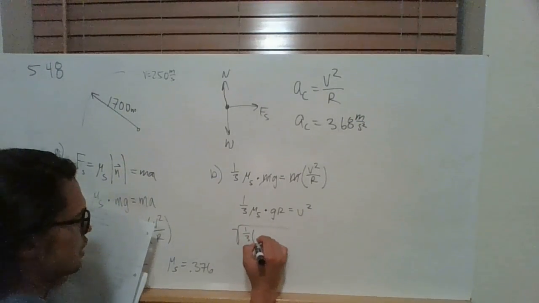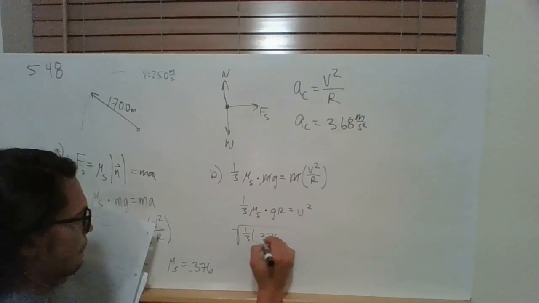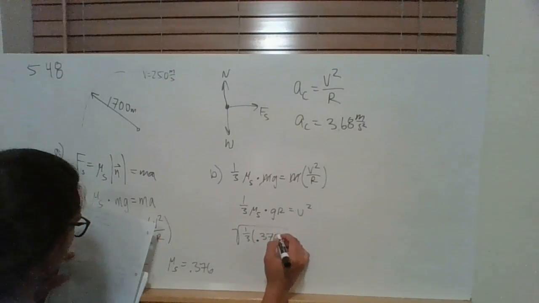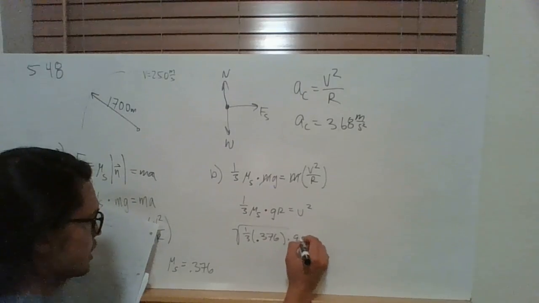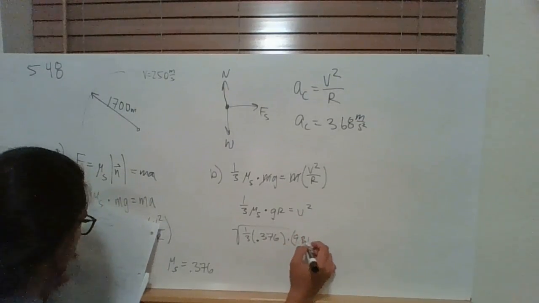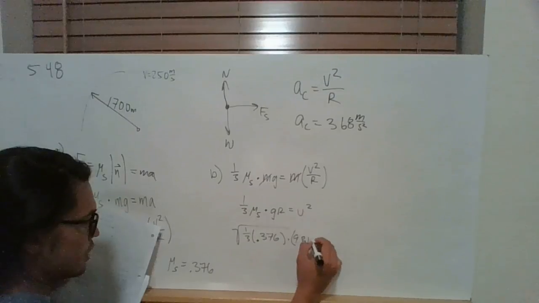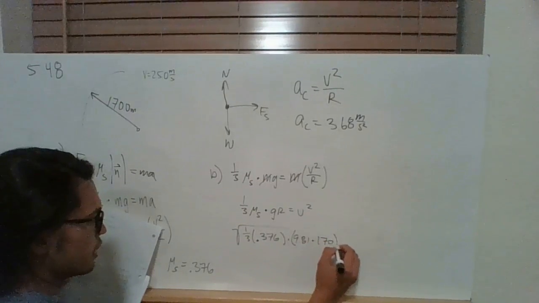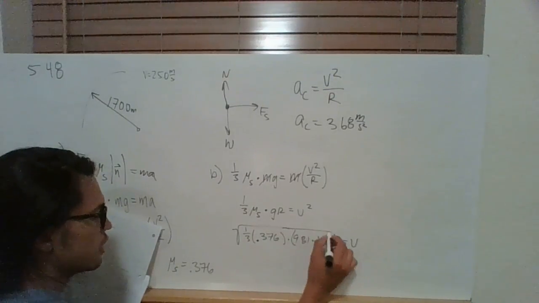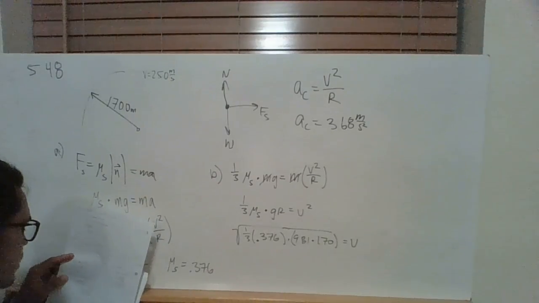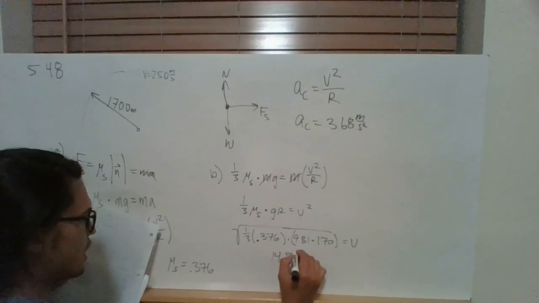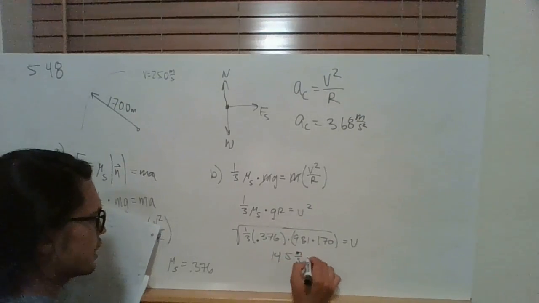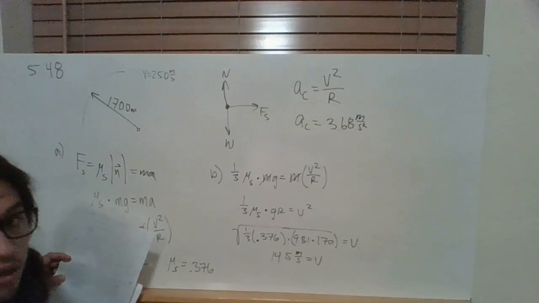So the square root of 1/3 times 0.376 times 9.81 times 170 equals v. And after you plug that all in, you get 14.5 meters per second is the velocity that you can safely go around that turn.